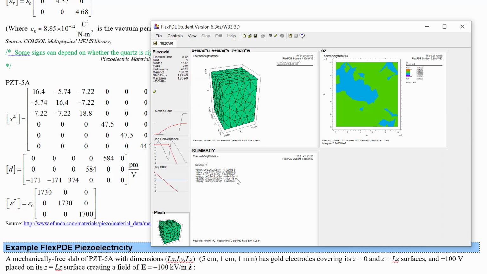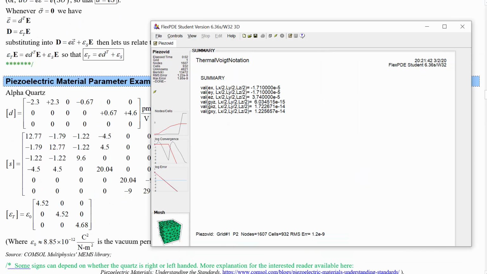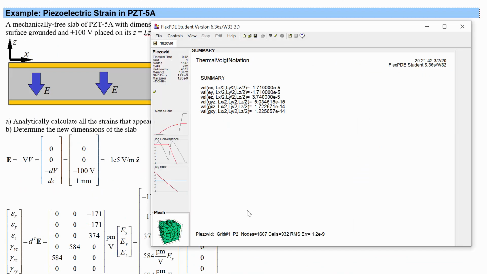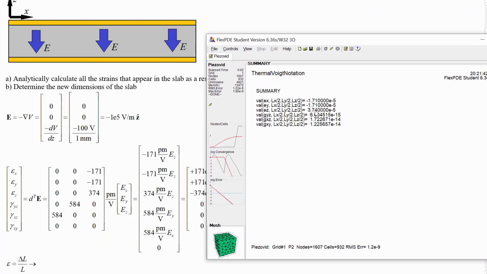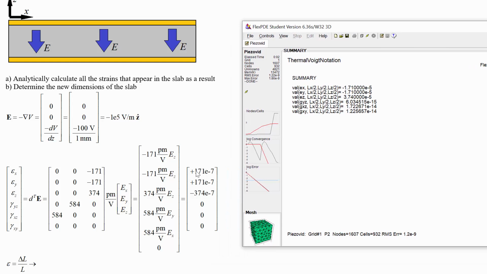Okay. So first we have the correct strains showing up, or at least we have the, oh, these are 0. Right. Yeah, so compared to this one for the E field that we put in, we have the correct strains showing up. 1.71 E minus 5 is 171 E minus 7 in X, Y, and Z. And we've got 0 strains in the shear directions.